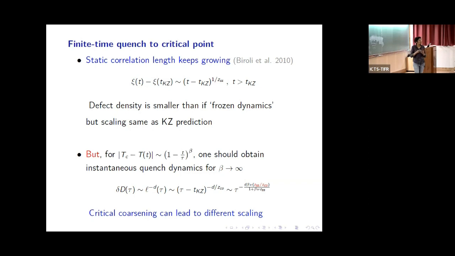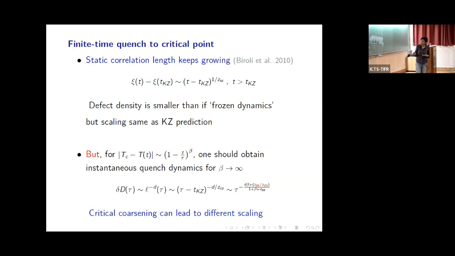But because correlation length is growing, defect density will reduce. So their prediction is that if you assume the dynamics are frozen, there is some defect density that you expect at the end of the quench. But now if you assume that the correlation length is growing, you expect a smaller number of defects. So therefore, what is expected to change is just the prefactor.